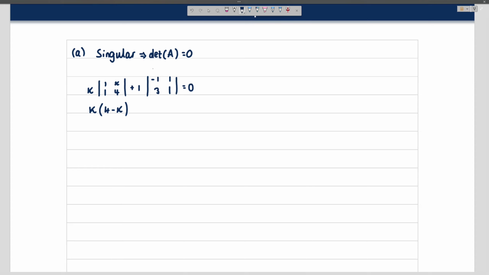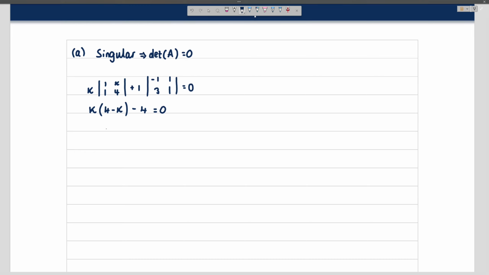Doing the same here then, for this 2 by 2 determinant, we get minus 1 times 1, which is just minus 1 times 3. So I get minus 1 minus 3, which is minus 4, times it by 1, and we get minus 4 there. And this here then is equal to 0.